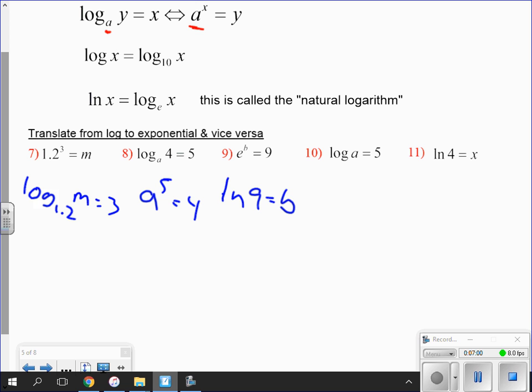What is the base of my log here? It's 10 because it's not there. So this would be 10 to the 5th is equal to a. What's the base of my logarithm here? E. So this would be e to the x is equal to 4. Piece of cake.